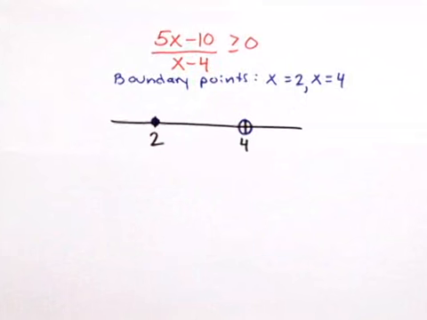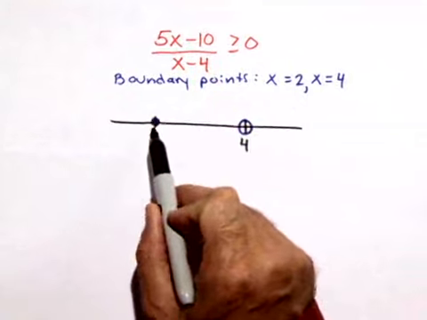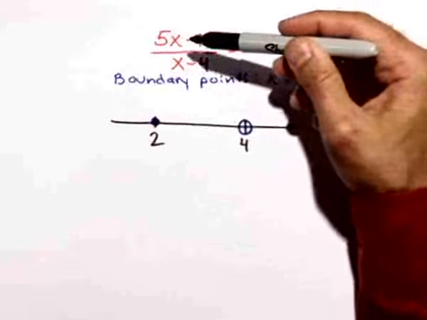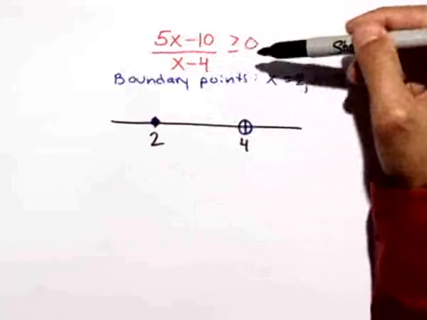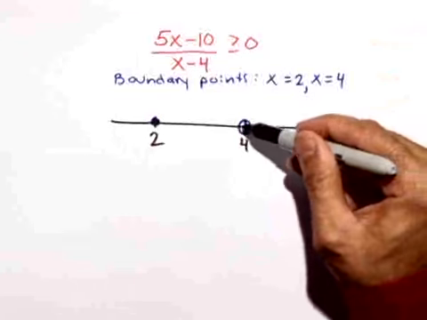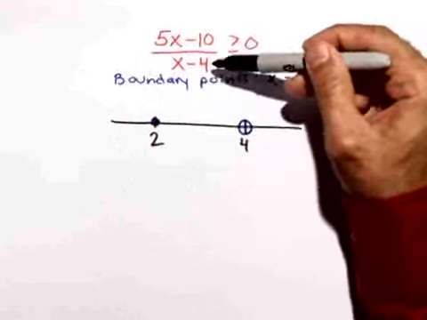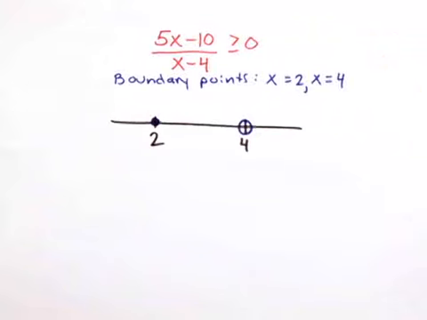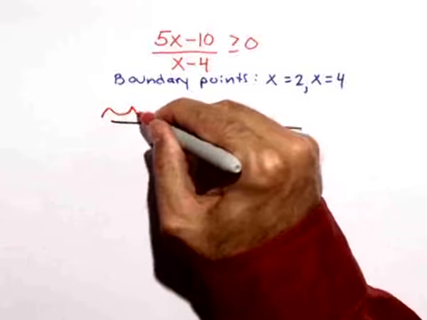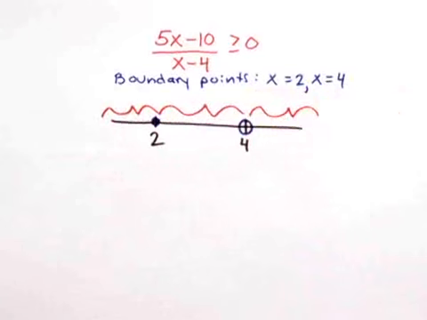We plot those 2 points on the number line. Notice that we have a solid dot at 2, because if we substitute 2 into our expression, we get something equaling 0. However, we're going to represent 4 with an open dot, because if we substitute 4 back into our expression, we get 0 in the denominator, which is never permitted. So we're going to divide our number line into 3 intervals. Okay, and let's take a test value from each interval.